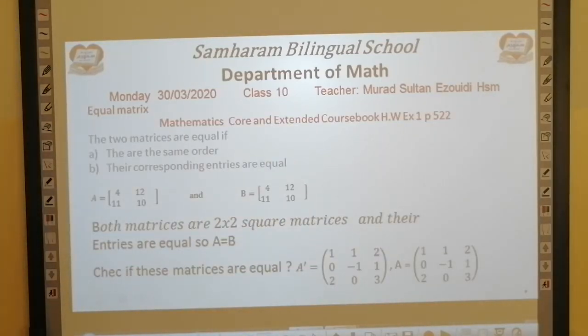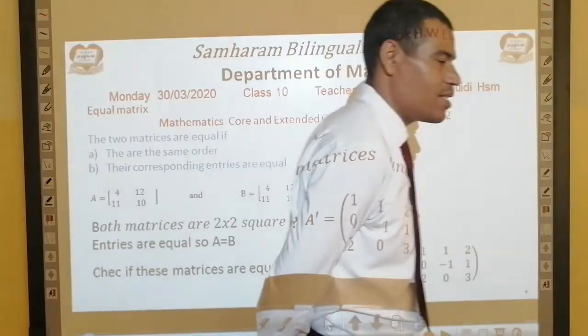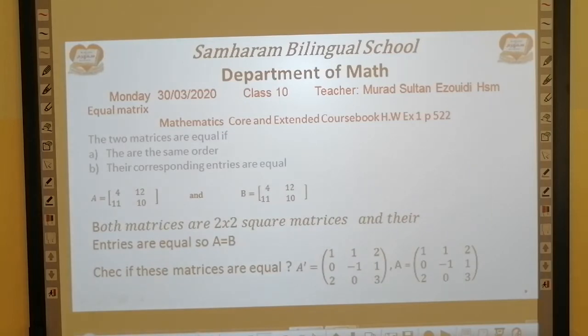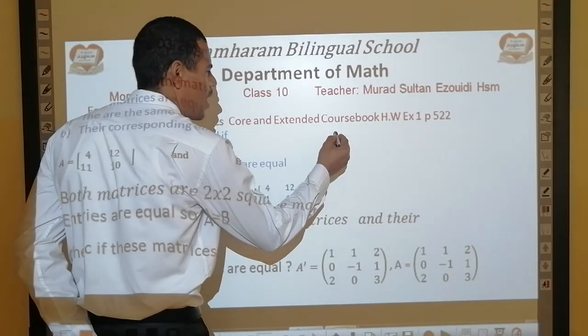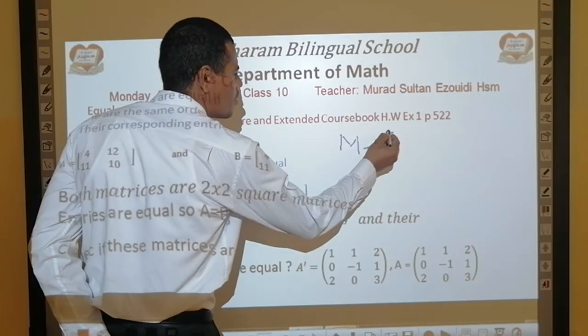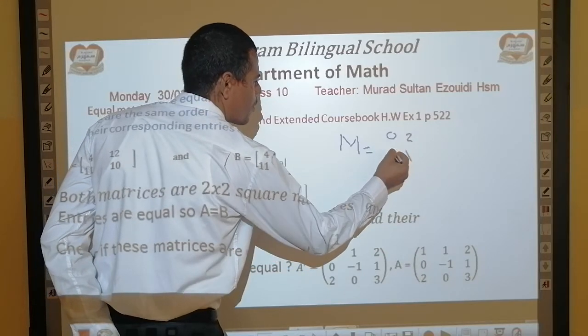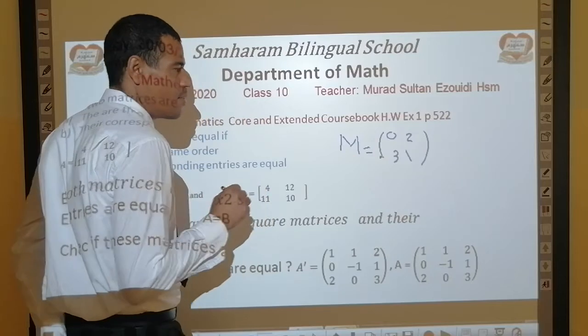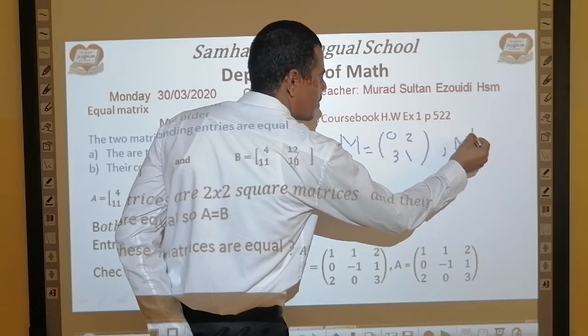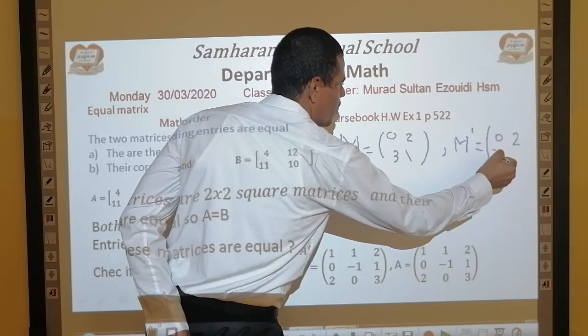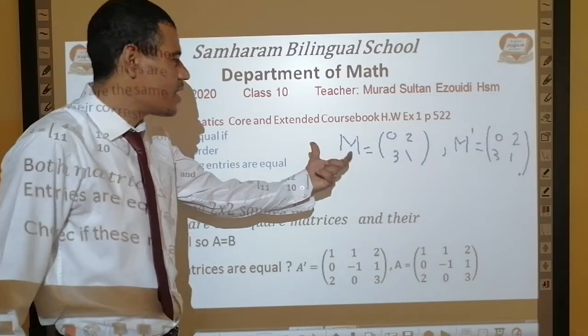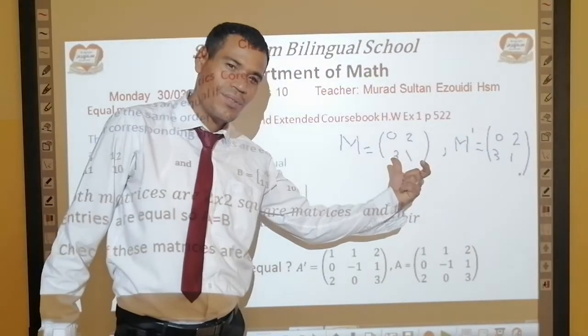Okay, now move to equal matrices. What do equal matrices mean? If a matrix A is equal to matrix B, it means that both matrices are the same, or have the same order, and their corresponding entries are equal. For example, if I make M equal 0, 1, 2, 3, this is matrix number 1. Matrix M prime is also 0, 2, 3, 1. In your opinion, are both matrices M and M prime equal? Yes or no? Of course, yes.